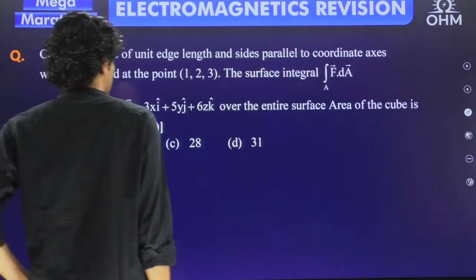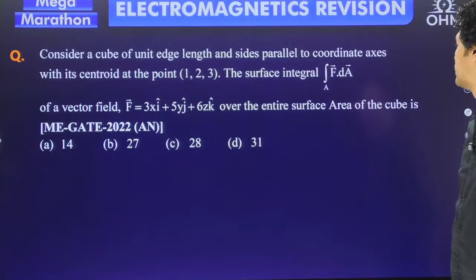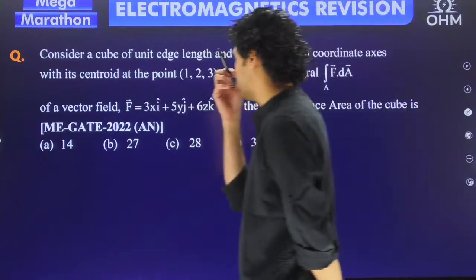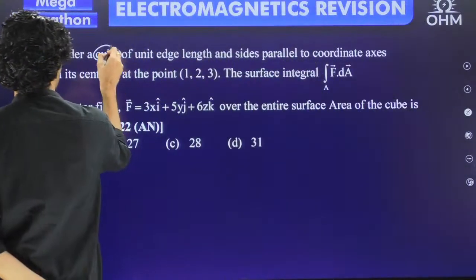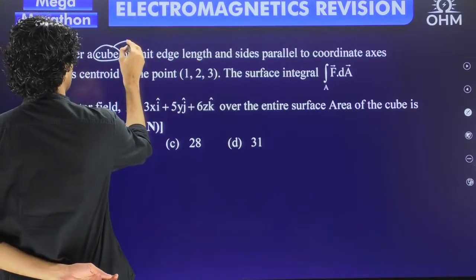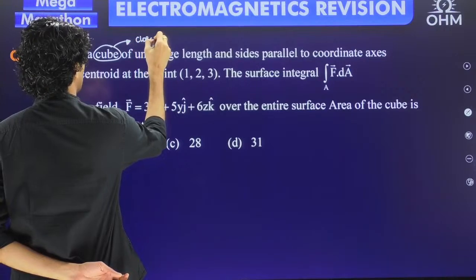You have been given again a vector field, and you are supposed to calculate the surface integral of a vector field over the entire surface area of the cube. Consider a cube. Is a cube an open or closed surface? You tell me. Cube is definitely a closed surface, right? This is basically a closed surface.